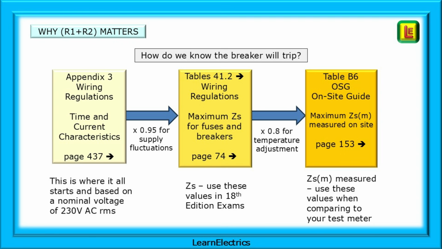The ZS values are also shown in the on-site guide, but now they undergo another reduction. This time, the tabulated ZS from the Wiring Regulations book is multiplied by 0.8 to give us a ZSM or ZS measured figure, and this makes adjustments for the conductors increasing in resistance as the temperature of the copper increases when current flows through it. This is often called the 80% rule, and ZS measured is what you should be comparing your on-site tests to.